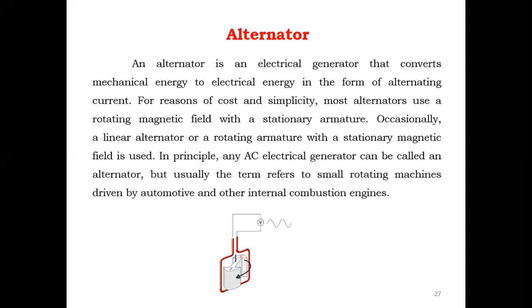When we rotate a magnet with the circuit, it will produce AC current in this output circuit. Any AC electrical energy generator can be called an alternator, but usually the term refers to the small rotating machine driven by automotive and other internal combustion engines.